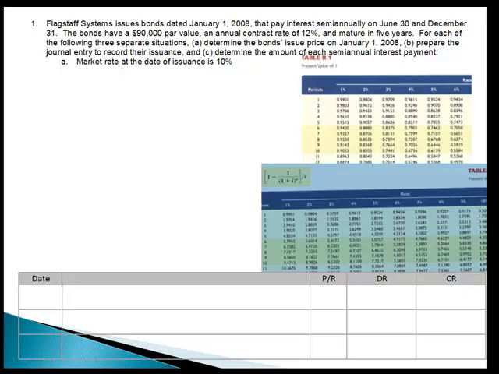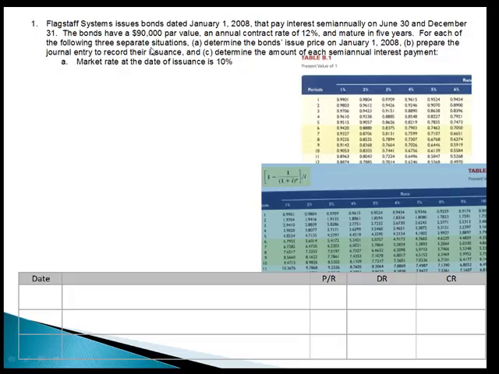Now here's an example from your worksheet. So go ahead and try it on your own, or you can follow along. So here we have Flagstaff Systems issuing bonds dated January 1st. They pay interest semi-annually. Again, no surprise. The bonds have a $90,000 par value, an annual contract rate of 12%. So that's going to determine the interest payment, right? 90,000 times 12% times 1/2. They mature in 5 years. We have 10 total payments.